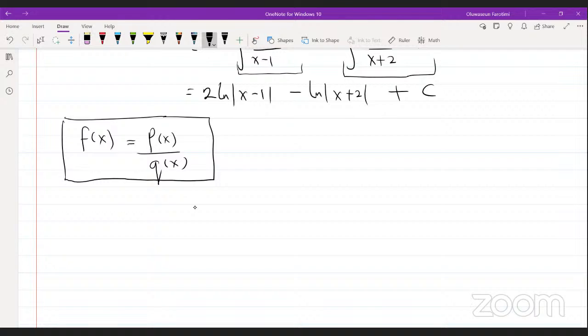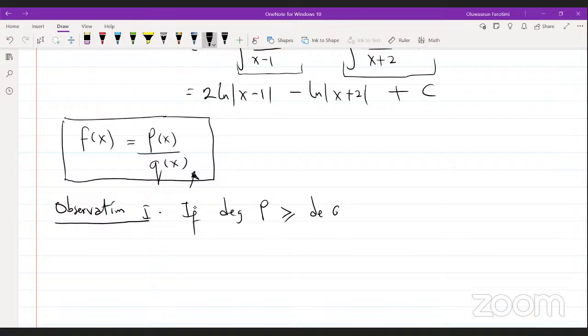All right, so let me write observation 1. Now, keep in mind that we're studying this function that I have right here. What happens if the degree of the polynomial on the top is greater than or equal to the degree of the polynomial on the bottom? Okay, so let me use a big Q in this case.